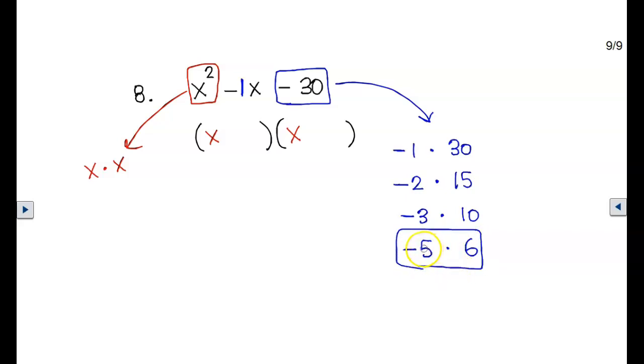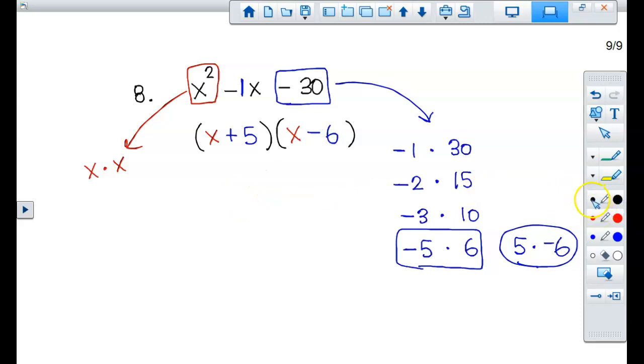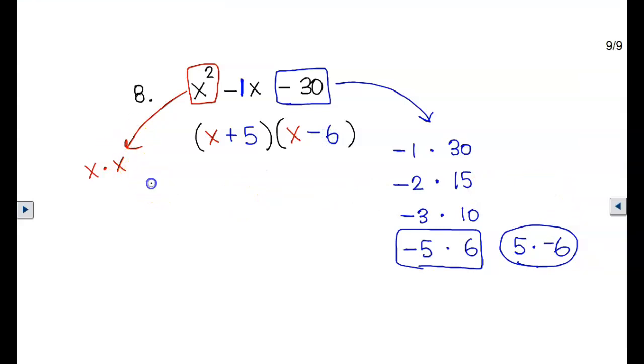But I want you to notice that if we did a negative 5 and a positive 6, negative 5 plus 6, we would get positive 1. So that tells me that maybe I don't want that 5 to be the negative number. Maybe I want it to be the 6 instead. So I'm going to guess x plus 5, x minus 6 as my factored answer. That's my guess.